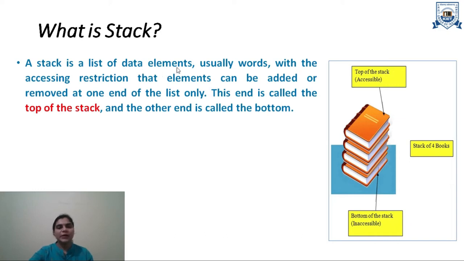data items, data objects, memory words, registers. So a stack is a list of data elements, usually words, with an accessing restriction. And what is that accessing restriction? It is that elements can be added or removed at one end of the list only. This end is called the top of the stack. The other end is called the bottom of the stack. So we can access the elements of a stack from one end only, that is the top of the stack.